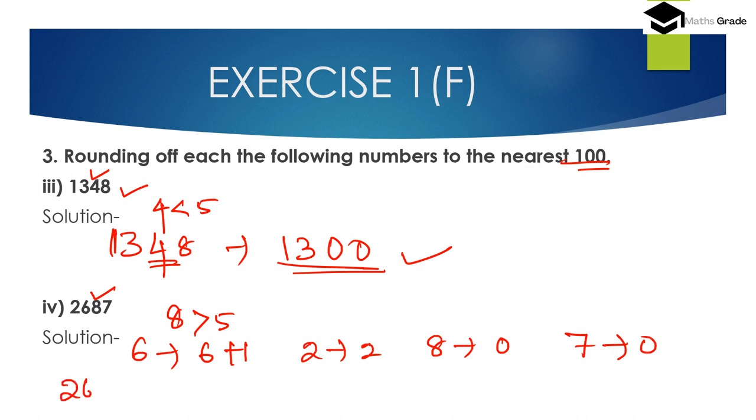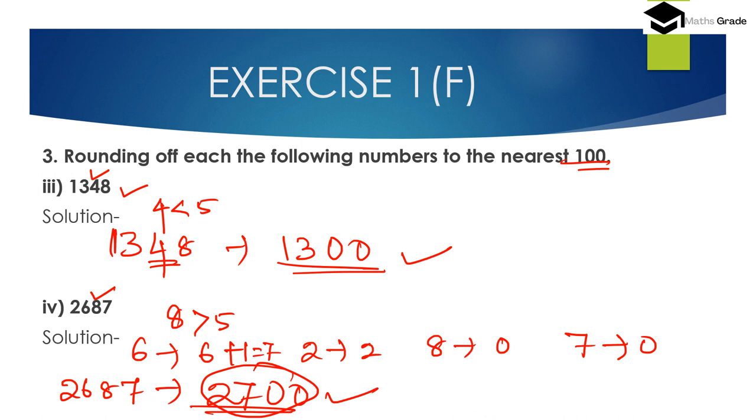So 2687 rounded up to the nearest 100 will be this 2, write down 2, and this 6 changes to 7, 6 plus 1 is 7, and this 8 changes to 0, 7 changes to 0. Now it is the answer. Now 2687 rounded up to the nearest 100 will be 2700, and 1348 rounded up to the nearest 100 is 1300. So 1348 rounded up to the nearest 100 is 1300, and 2687 rounded up to the nearest 100 is 2700.